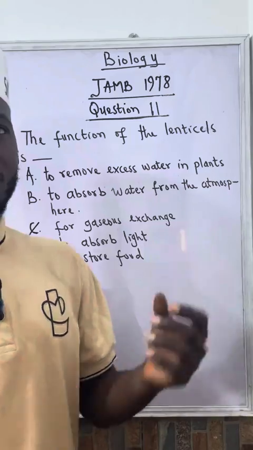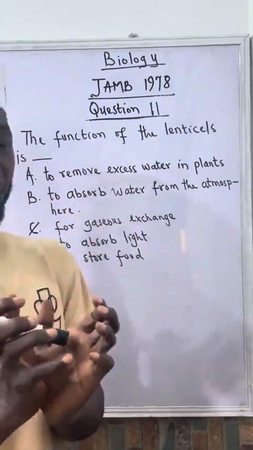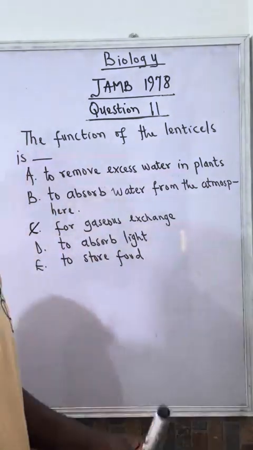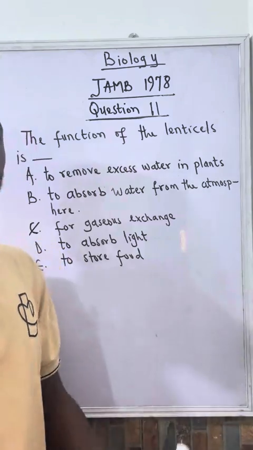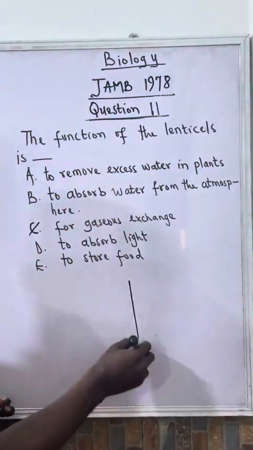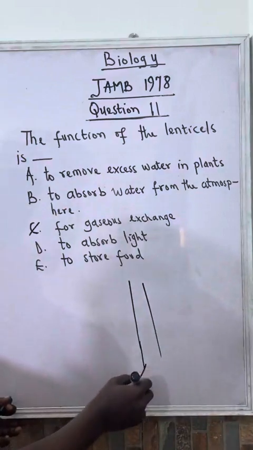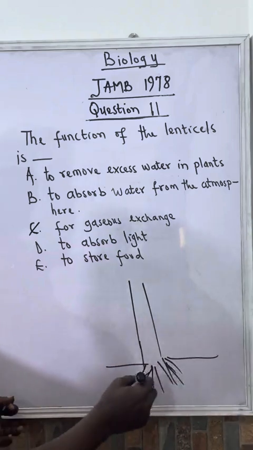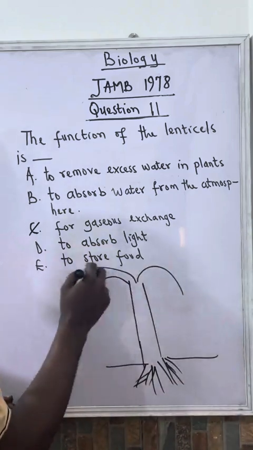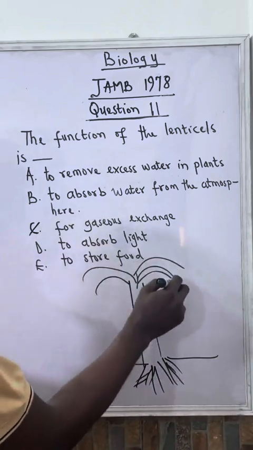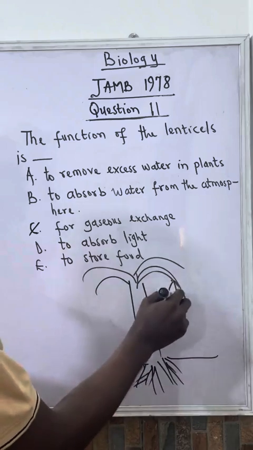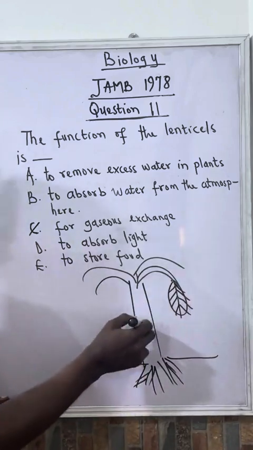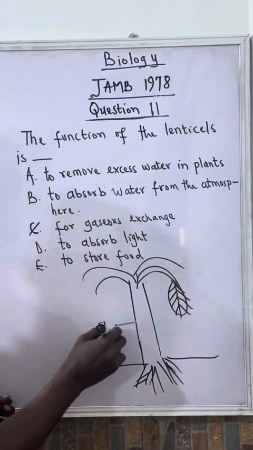Now, lenticel cells are small porous openings found in the stem of woody plants. What do I mean by woody plants? That is plants that grow like trees. So let me make a small drawing of that. This is the root, this is the ground, the soil. Then we have branches. So we have leaf around here. Say this is leaf. So now, this part is known as the stem.